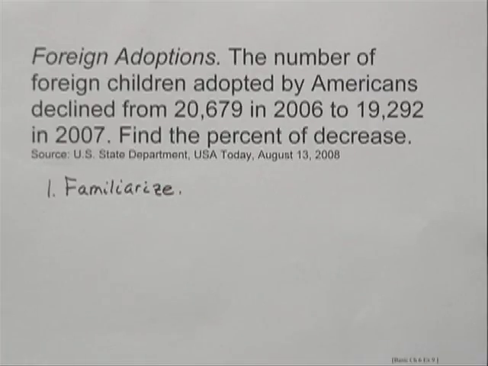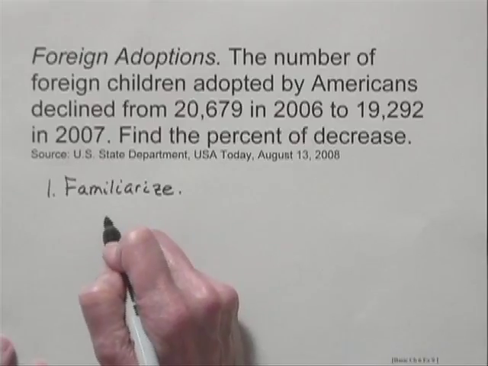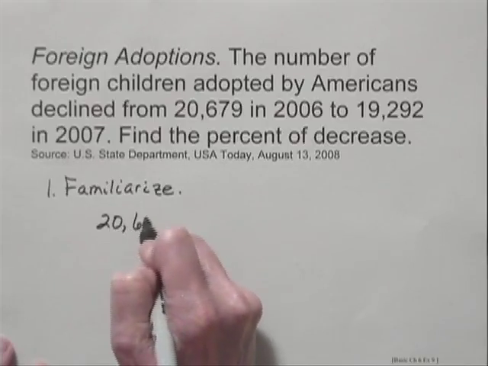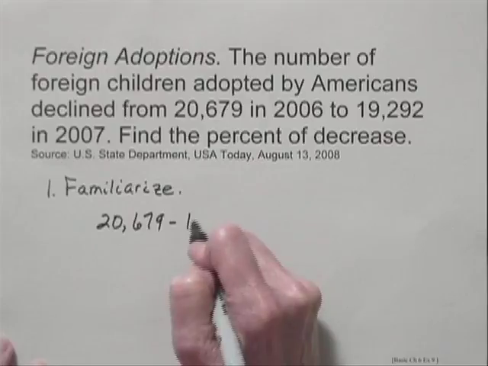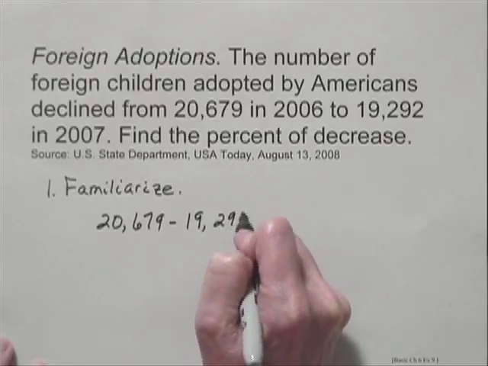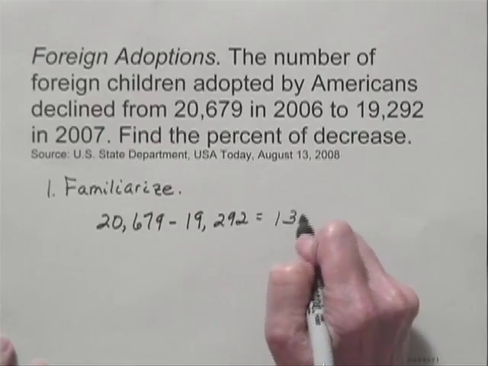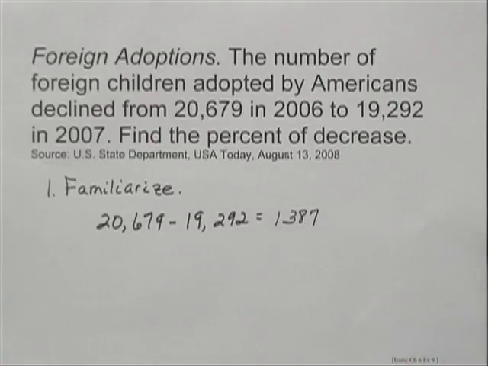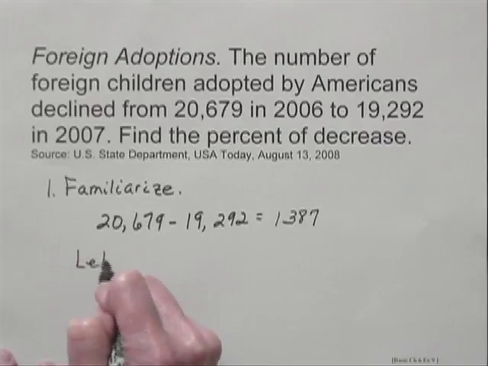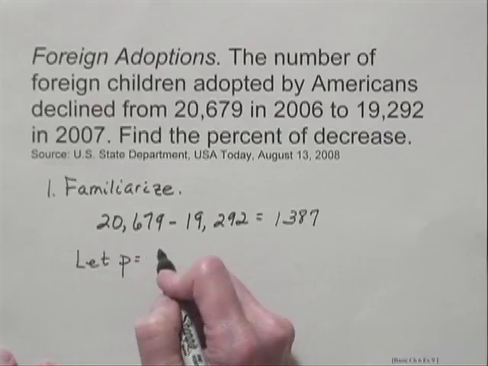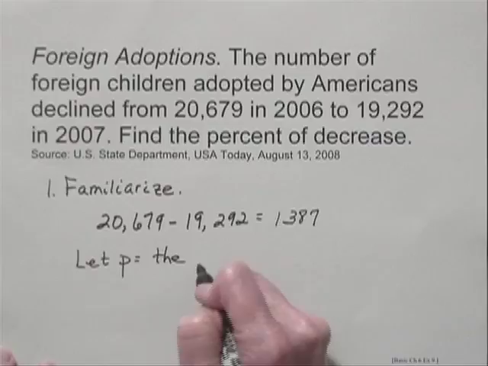Now, in order to find the percent of decrease, we first have to find the amount of decrease in the number of adoptions. So we would do the subtraction, 20,679 minus 19,292, and that difference is 1,387. So this is the actual number of decrease in adoptions of foreign children. We want to find the percent of decrease, and let's let P represent that. P equals the percent of decrease.